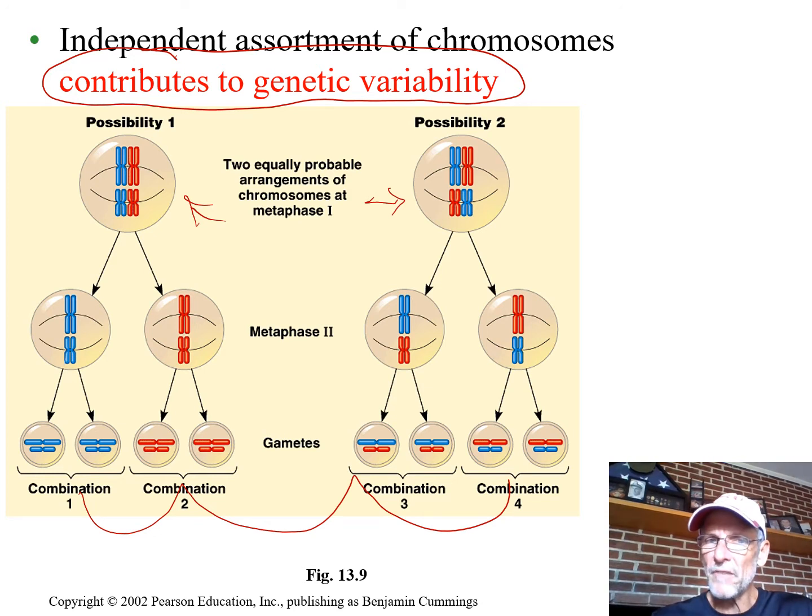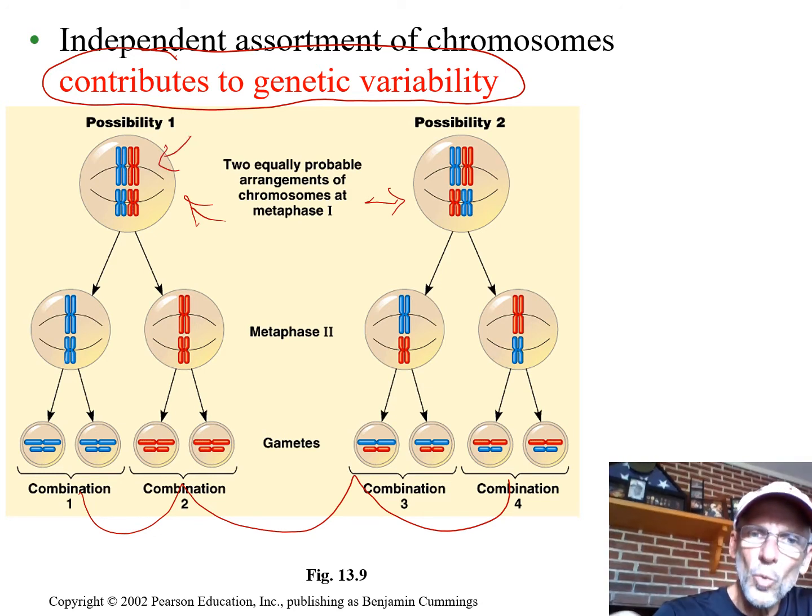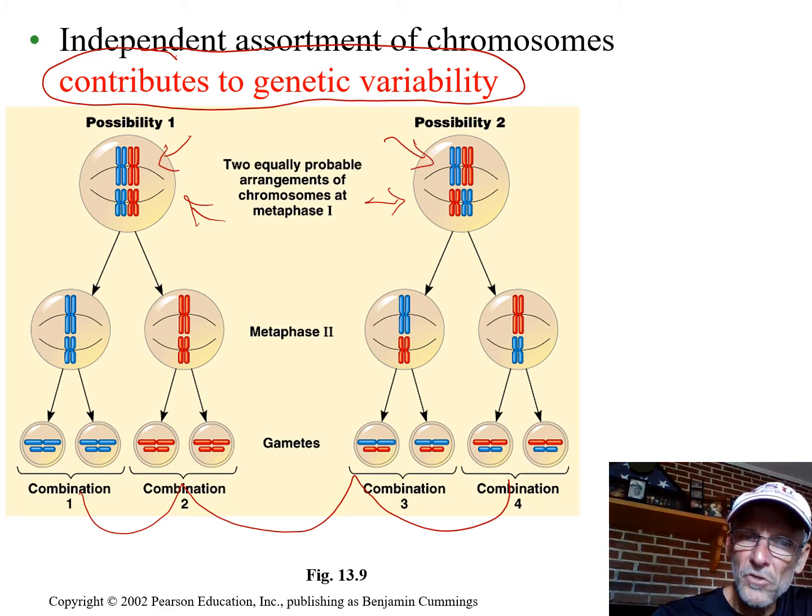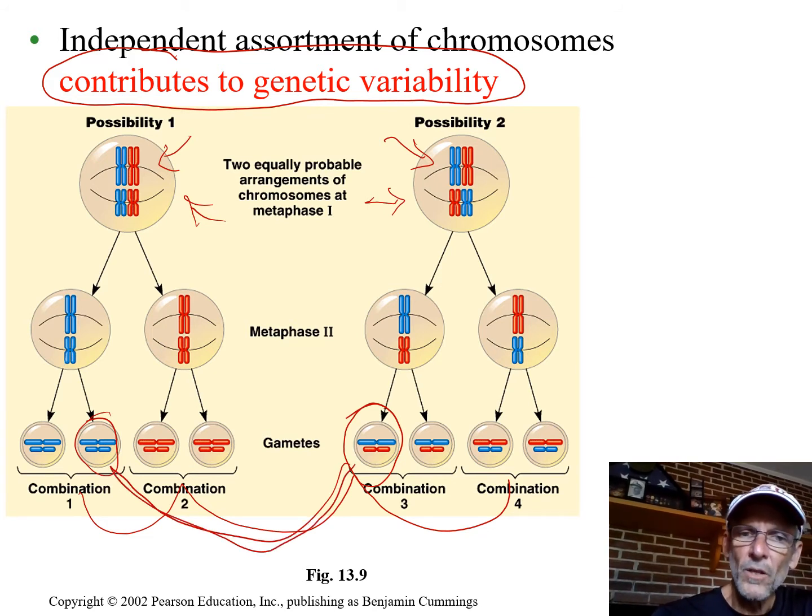Okay, this then is one of the 4 reasons why you are different than your brothers and sisters. Because even though you came from the same parents that had the same chromosomes, the way they lined up in the cell that divided by meiosis to make the gamete that formed you, both in mom and in dad, let's pick those two, the way they lined up was completely random.